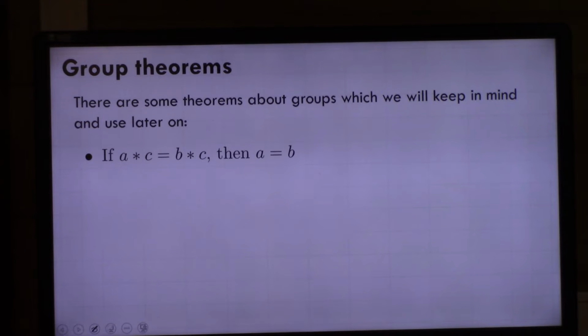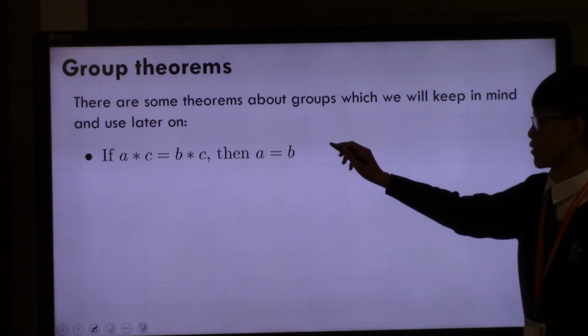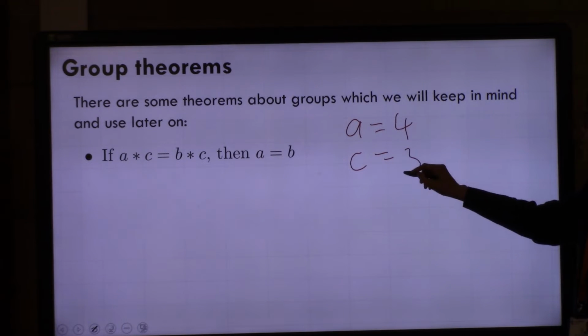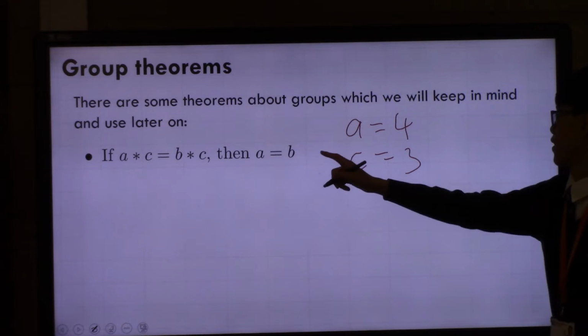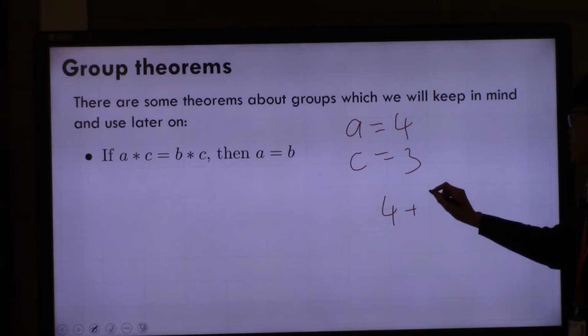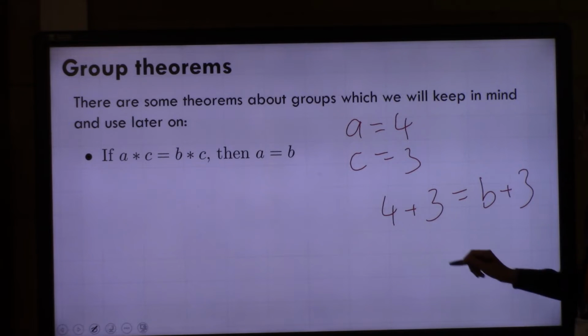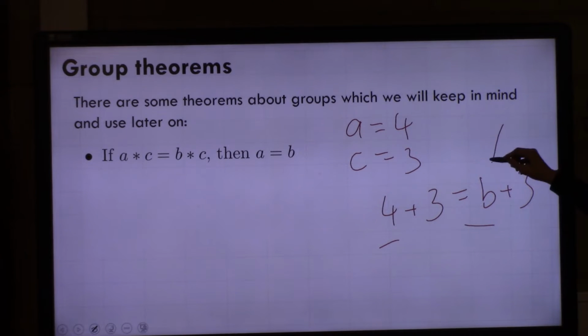So we can now talk about group theorems, and these are quite useful, and we'll use them later on when we're talking about the Rubik's Cube. The first one is, if A star C is equal to B star C, then A equals B. So for this example, if we say A equals 4 and C equals 3, using integers in addition again, then A star C, so 4 plus 3, if that's equal to B plus C, then we know that A and B are equal. You can obviously see why, right? So B is equal to 4. That's just what the first one is saying.